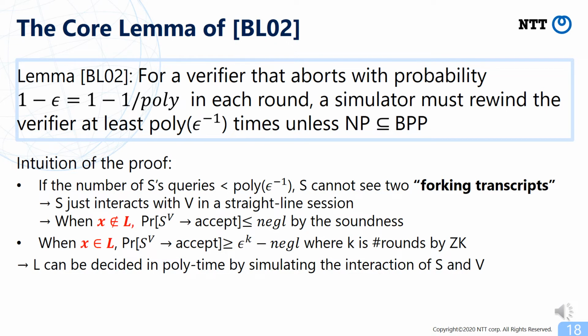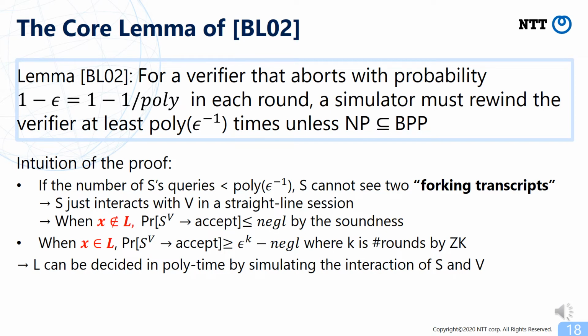Suppose that the number of simulated queries to the verifier is not large enough. Then we can show that the simulator cannot see two forking transcripts, which are two different transcripts that are identical up to a certain round but different from that round. And then, suppose that the simulator doesn't see such two forking transcripts. This means that the simulator essentially just interacts with the verifier in a straight line session.